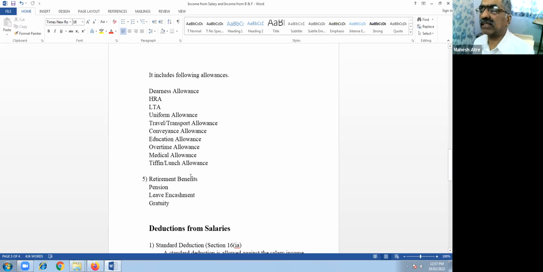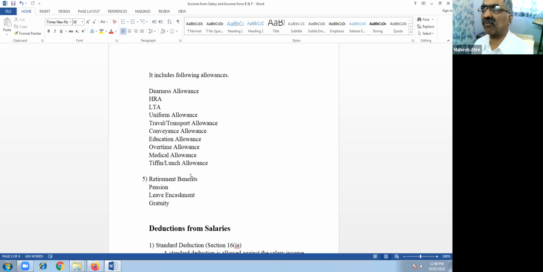In a few organizations, medical allowance is given. The employer may give fixed charges, or the employee may have to submit the medical bills to the employer, and after submission of the bills, the employee gets the reimbursement of charges. That is medical allowance.